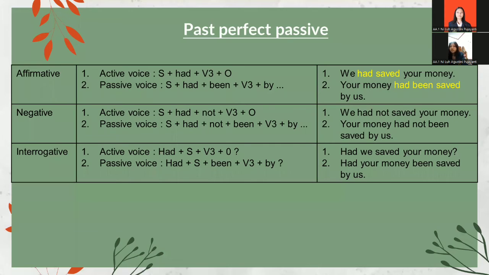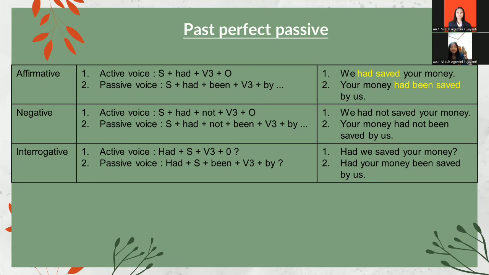The structure of past perfect passive. In an affirmative sentence, active voice has the structure subject plus had plus verb 3 plus object. For example, we had saved your money. In passive voice, the structure is subject plus had plus been plus verb 3 plus by. For example, your money had been saved by us.